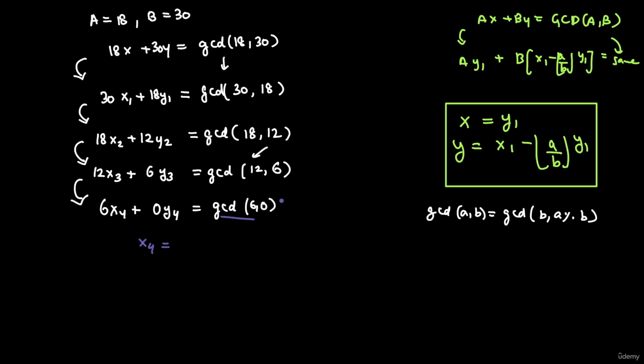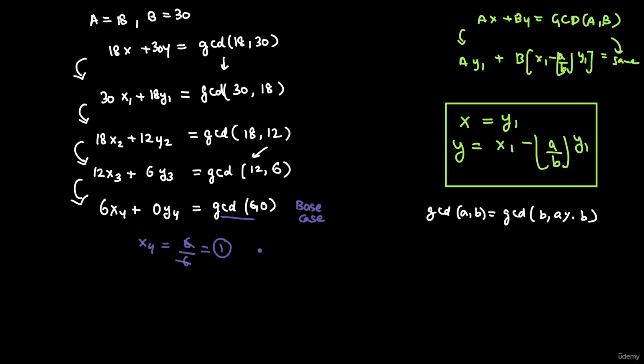So when this hits a base case, okay, this is like a base case. In the base case we can say when b is 0, then it is nothing but 6. So 6 times x4 is 6. So x4 is 6 upon 6, that is equal to 1. So we know the value of x4 is now 1.